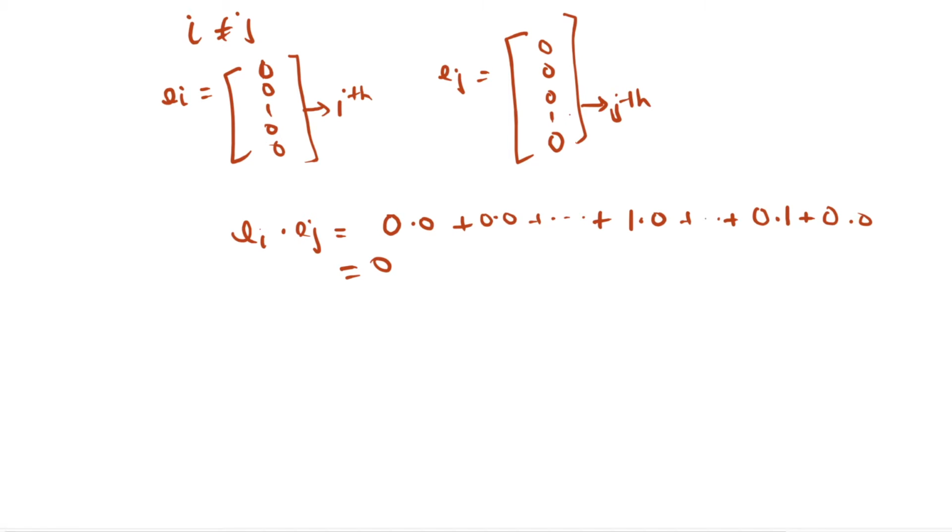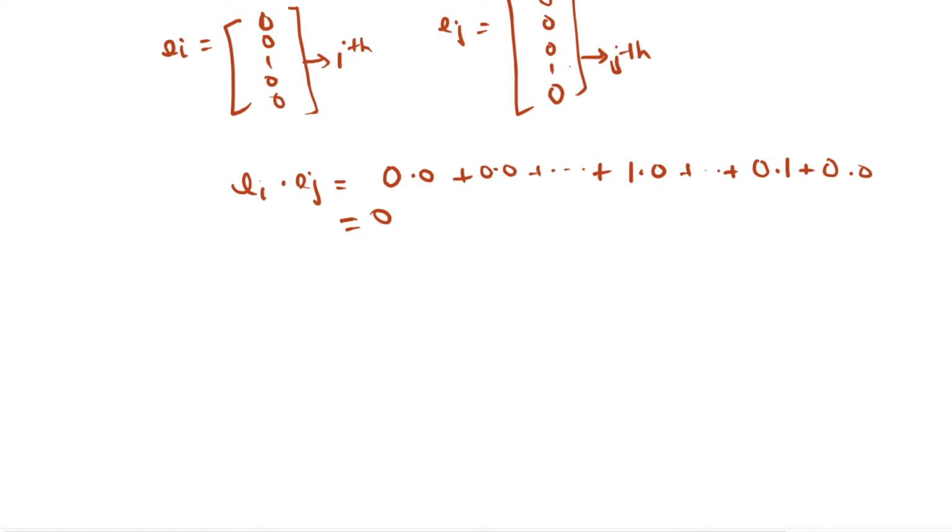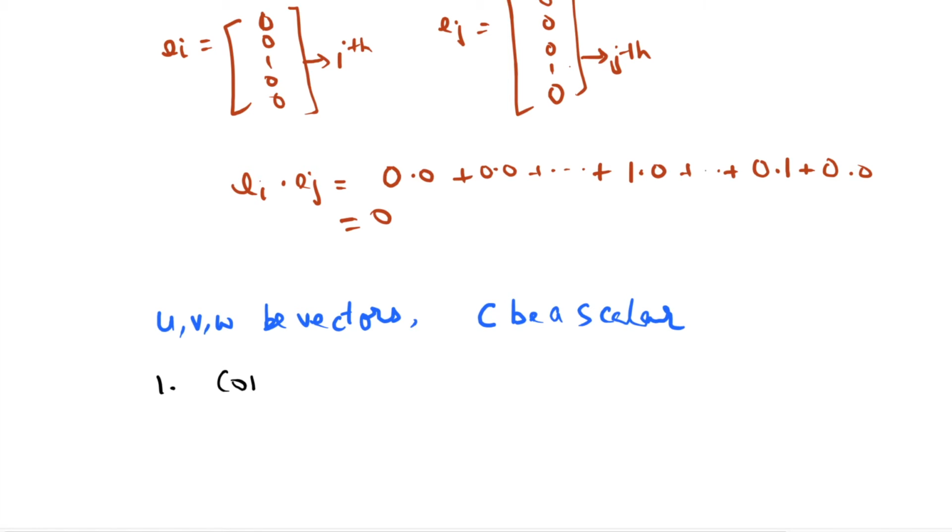So I want to quickly go over some of these theorems for dot products, and I'll not be proving them here, but I urge you to take examples and convince yourself that these theorems are indeed true. So let u, v and w be vectors, and let c be a scalar. Then theorem 1 is that dot product is commutative, which basically means that u dot v is equal to v dot u.